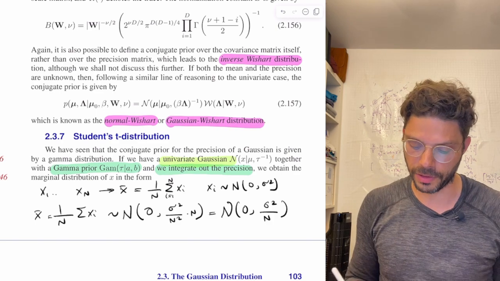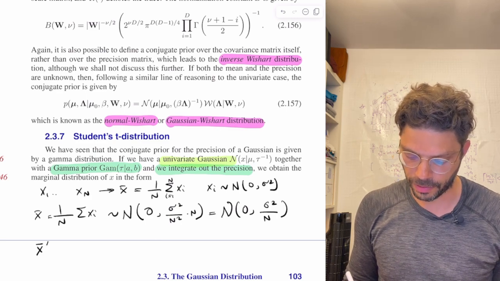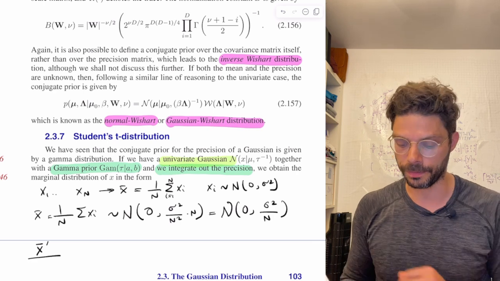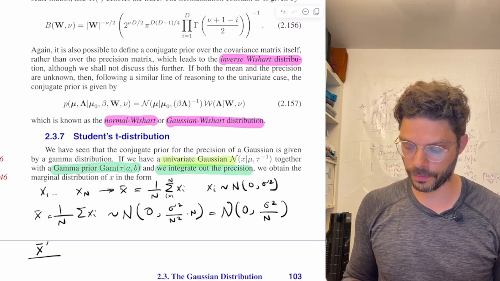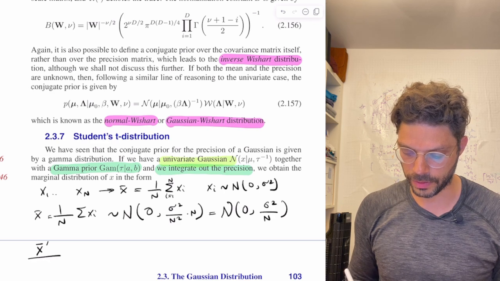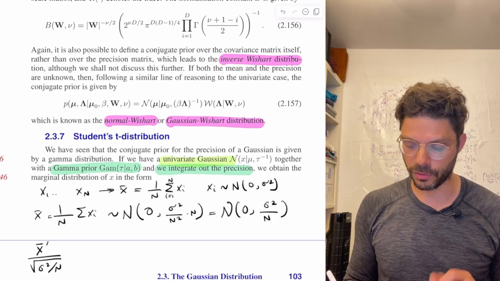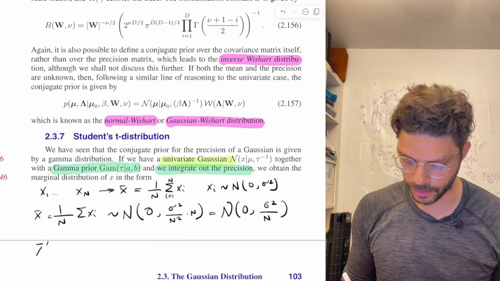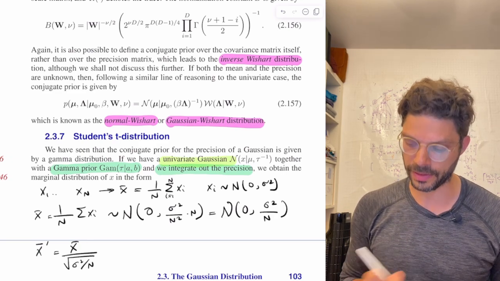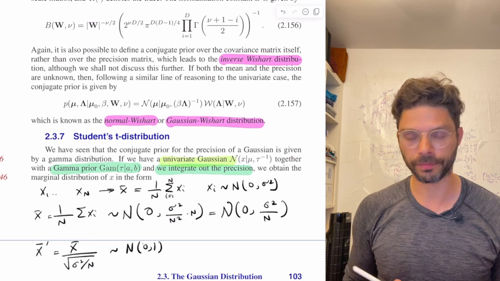The natural thing is then to just normalize this. We make a new quantity, let's call it x bar prime, and we divide x bar by the standard deviation. Right now we're assuming we know what the variance is. We're just going to normalize it, and so now this quantity is going to be distributed as normal 0, 1, so a standard normal.